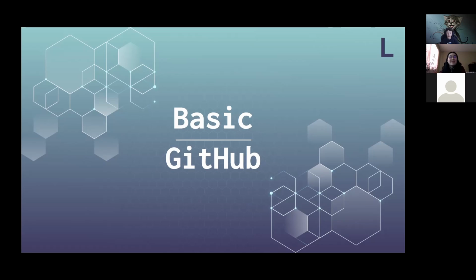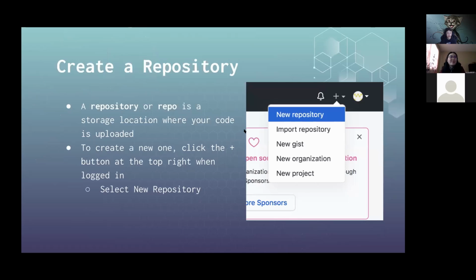I think you guys should start. Okay, yeah, I'm going to assume, because this is where we actually start doing things. So the first thing we're going to do is create a repository. Basically, a repository or repo is a storage location where your code is uploaded. To create one, you just click the plus button at the top right when logged in, and then you select new repository. And I'll just show this actually.